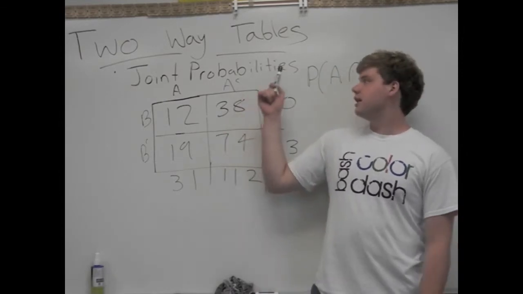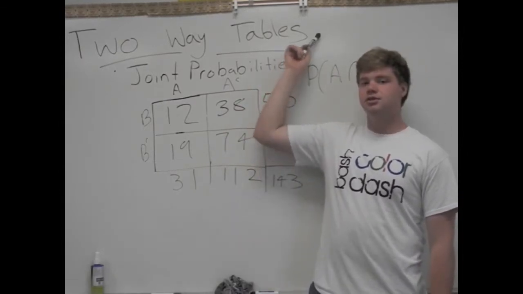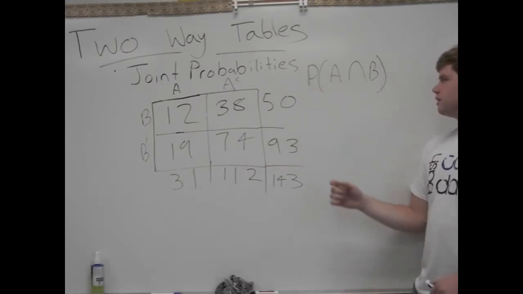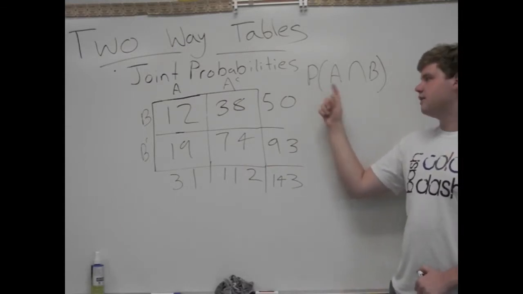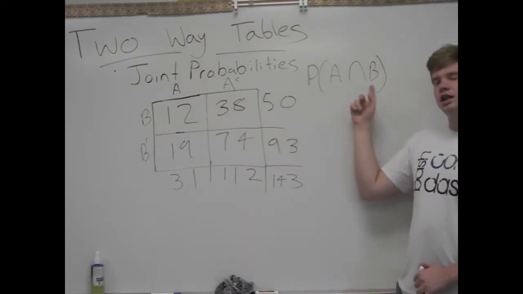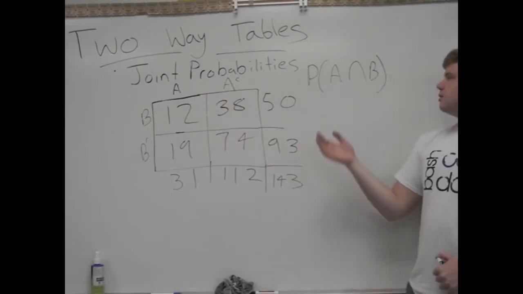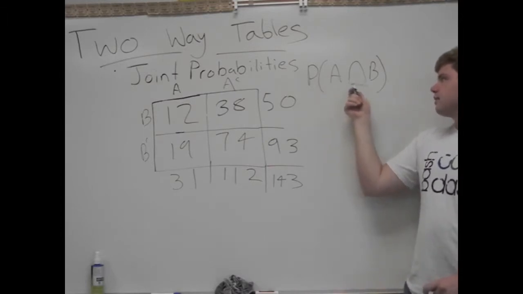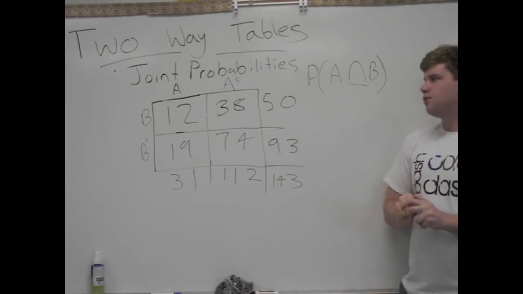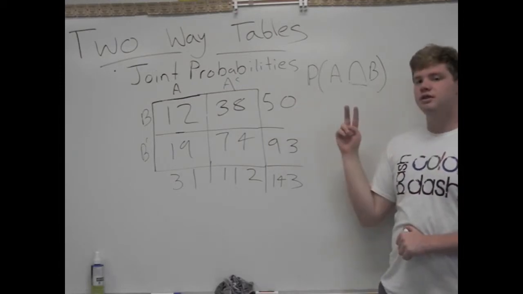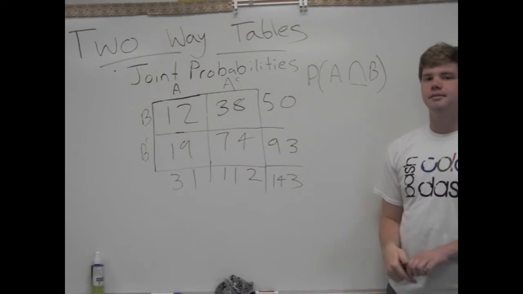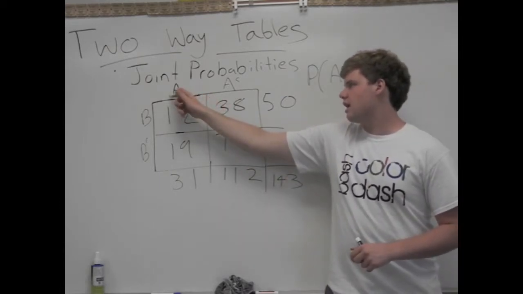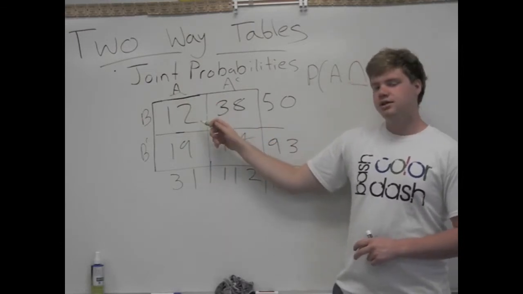Alright, today we're going to show you guys how to find joint probabilities using two-way tables. Now, as you can see from the probability notation, we are looking for the probability of the success of event A and the success of event B. Now, probably the most important thing in this probability notation is the AND symbol. This symbol right here shows that we are looking for the success of two events at the same time in the data set.